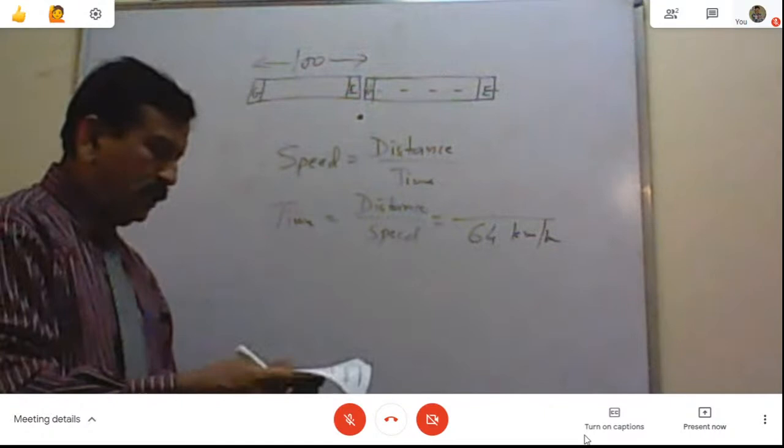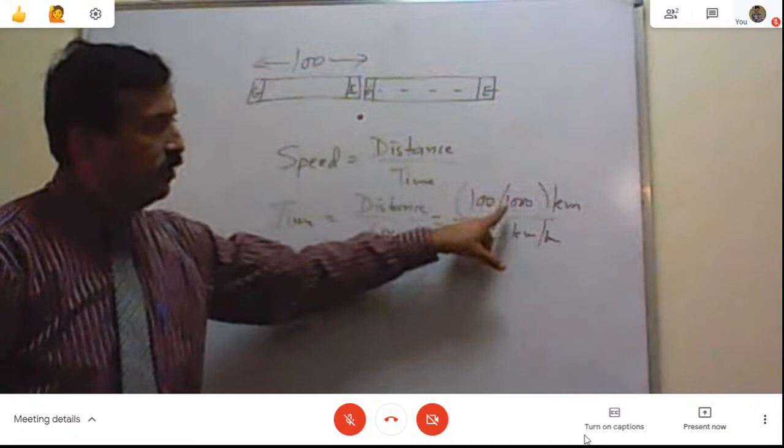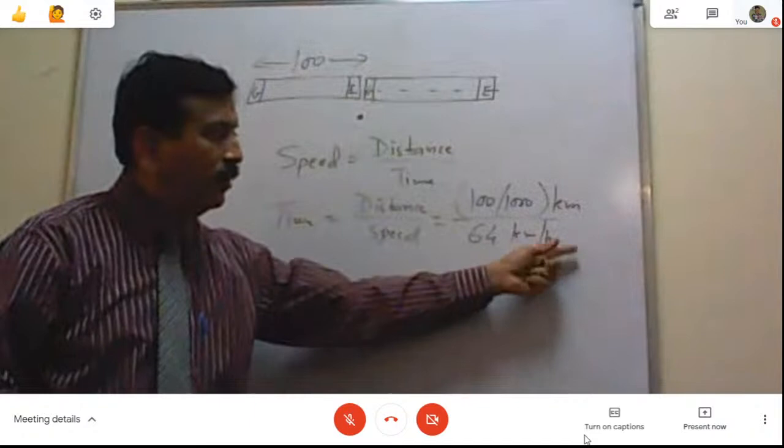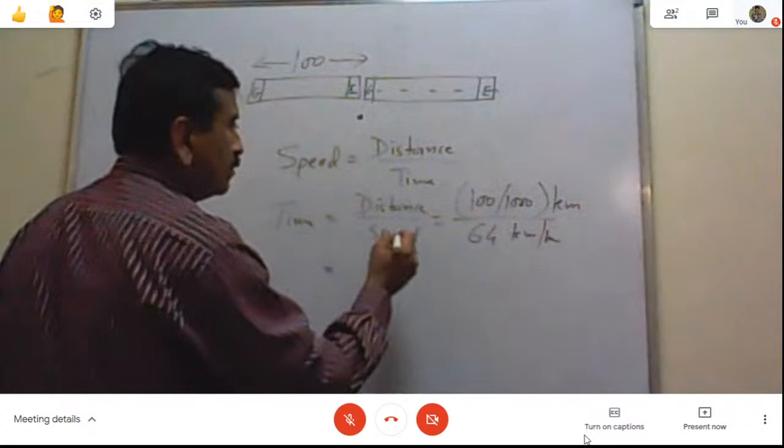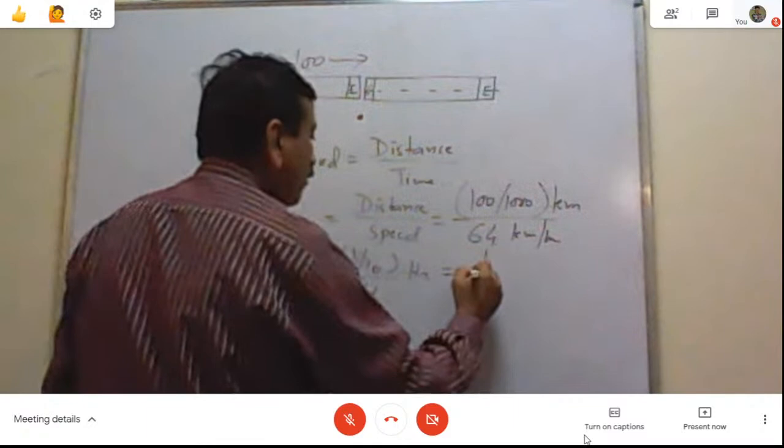So the distance is 100 meter. I divide it by 1000 and say that this is in kilometer. 100 meter divided by 1000 is 100 by 1000 kilometers. In this many kilometer per hour, kilometer will get cancelled and hour will remain as the unit, and therefore I get 100 upon, this is 1 by 10, upon 64 hour, and therefore it is 1 upon 640 hour.